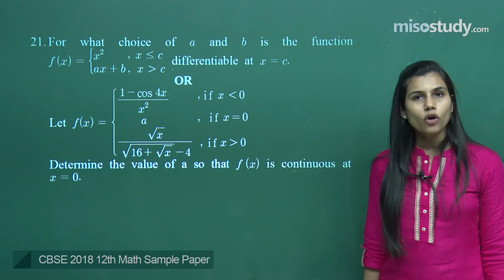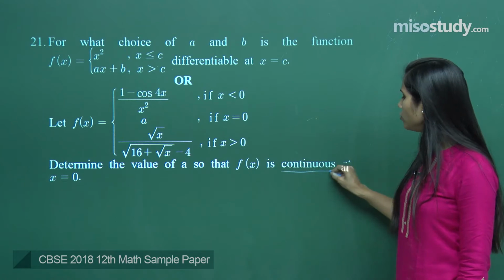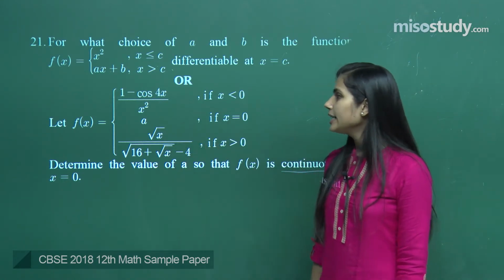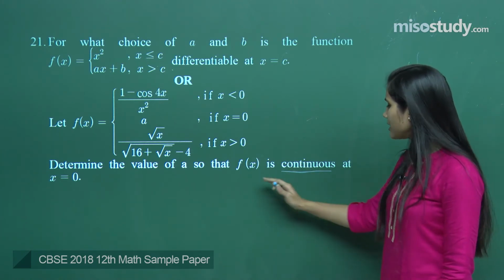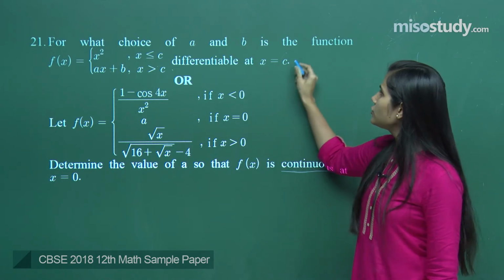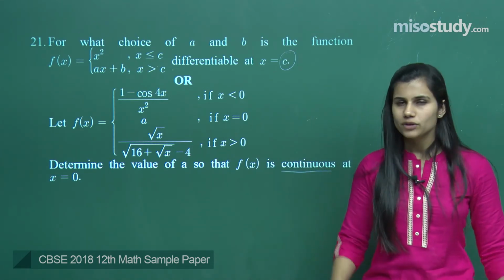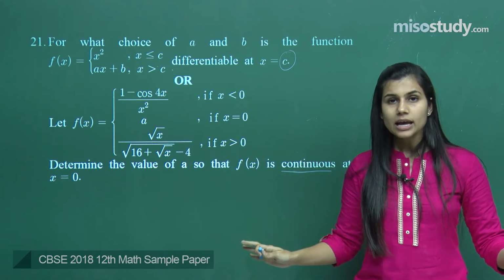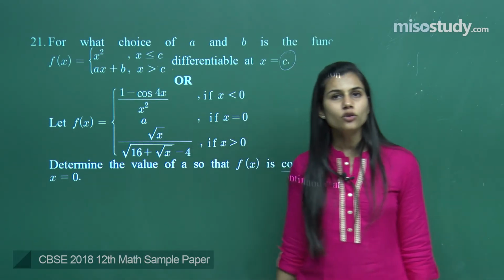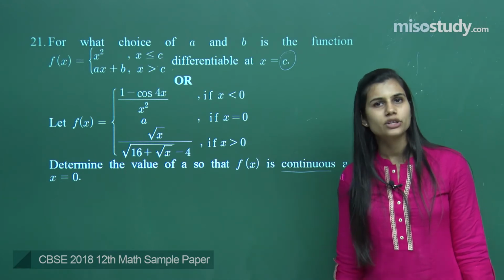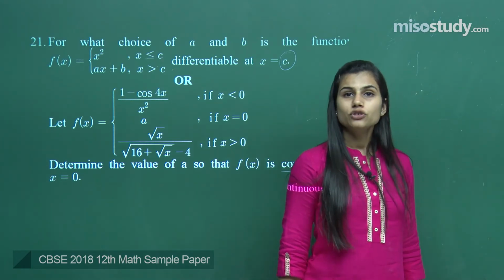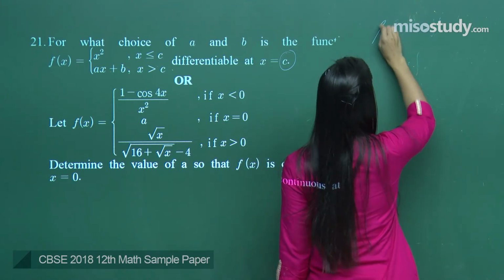Let's discuss the alternative question, which is talking about continuity. It is saying give me the value of a in the function such that the function is continuous at 0. Now in the previous question this c was unknown, it was a fixed point somewhere in the domain. Over here it's known, x is equal to 0, the point at which the function is required to be continuous. So now I am just going to use my definition of continuity.